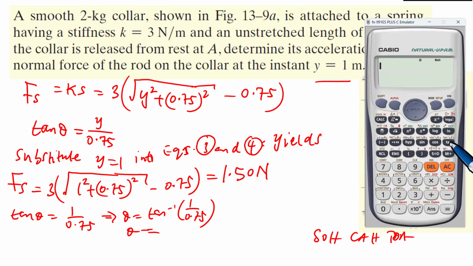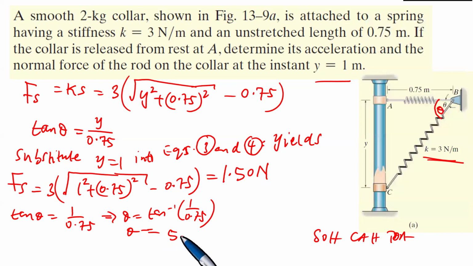Right, so now this is arctan. Shift tan of 1 divided by 0.75, and then you close there. 53.13, 53.1 degrees. That is the angle. So you're getting exactly 53.1 degrees.